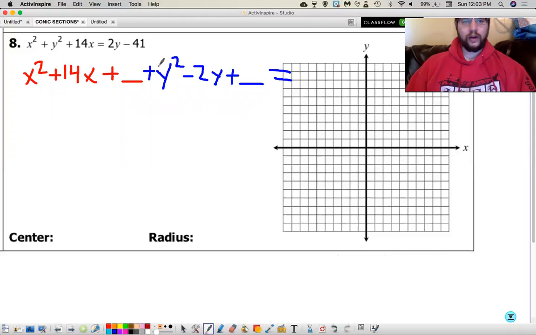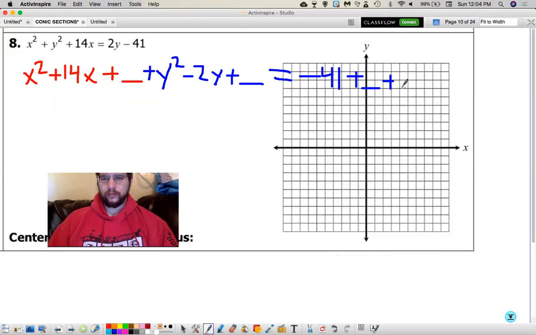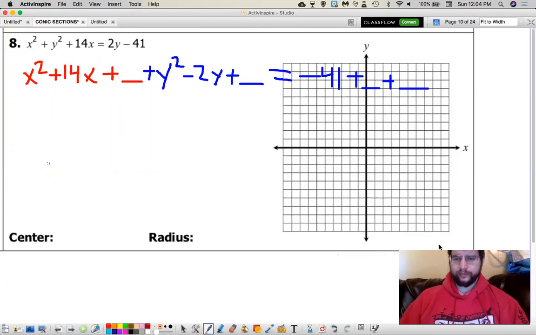You need to move whatever constants you have to the right side of the equation. It equals negative 41 in this case, plus 2 somethings. I added something here, I added something here. I need to add it to the left. I added to the left side of the equation, I need to add it to the right side of the equation. Let me just stick my face down here for a minute.